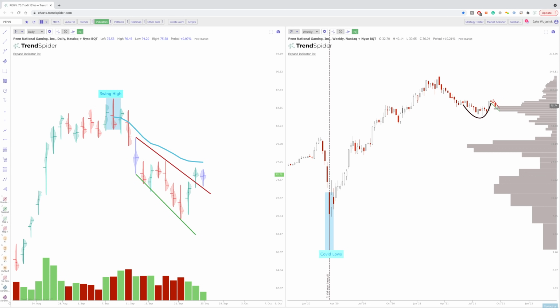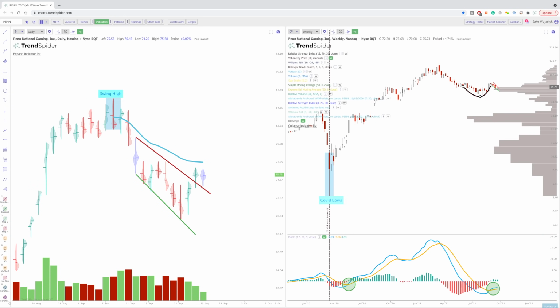So, you've got the cup and handle, you've got the volume shelf. If you turn on the MACD, you'll see here that we did recently just cross and we're starting to tick up again. So all in all, it is looking very strong here on both the daily and the weekly, and we really just have to take price action as it plays out. And if it goes up, great. If it doesn't, the trade is probably invalidated.